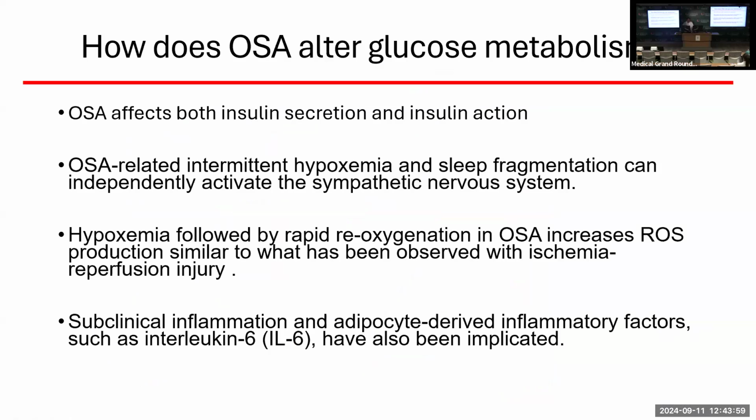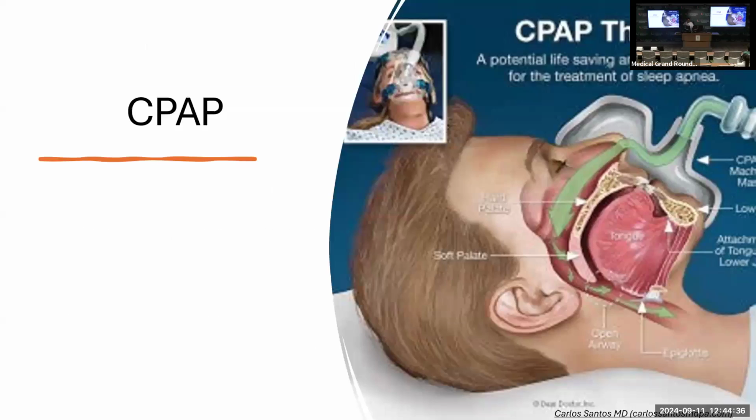So the first is that there is intermittent hypoxia and sleep fragmentation, which can activate the sympathetic nervous system, and that itself can cause the effects that I just mentioned. The hypoxemia followed by rapid reoxygenation increases the production of reactive oxygen species. This is similar to what has been observed with ischemia reperfusion injury. And ROS basically also increases the transition from prediabetes to diabetes. There are also markers of inflammation and adipocyte-derived inflammatory factors like IL-6 and adipokines that have also been implicated in the pathogenesis.